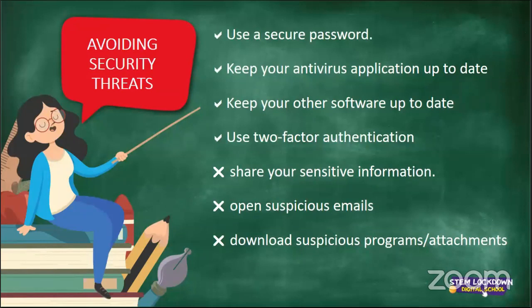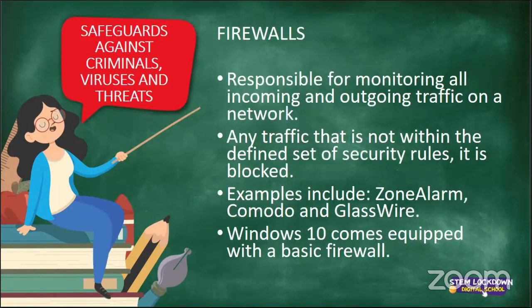Okay, then safeguards against criminals. We're going to firewalls. Now, a firewall is responsible for monitoring all the incoming and outgoing traffic on a network. As it says, it's a wall, a virtual wall built between your computer and the network, or another network, or the internet, or another device. The only way they can get through the wall is if you open the door for them, or you change your settings for them to come through.